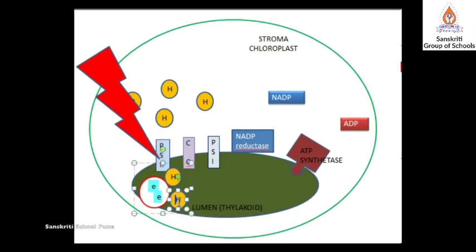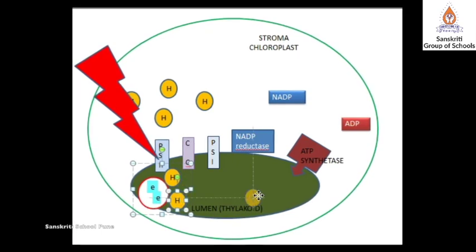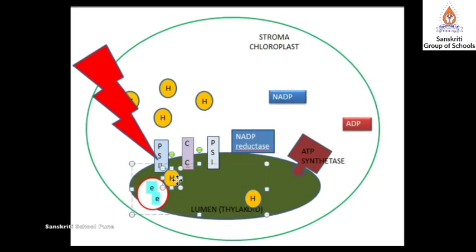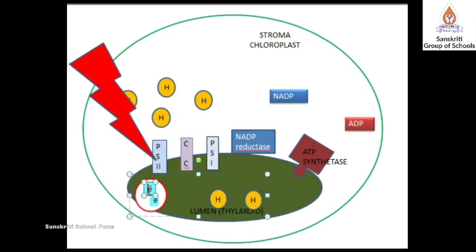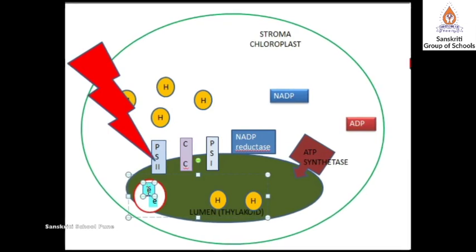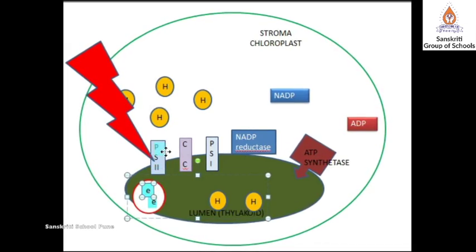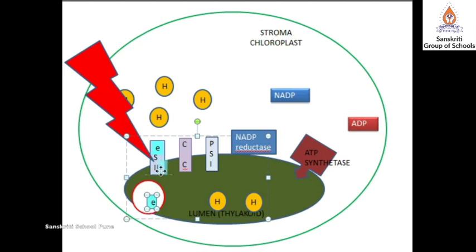So hydrogen ions are removed from oxygen. The protons are removed, and the electrons move to photosystem 2. Now this oxygen atom binds with another oxygen atom from another water molecule that splits up, and then the oxygen molecule diffuses out of the chloroplast and then out of the cell.